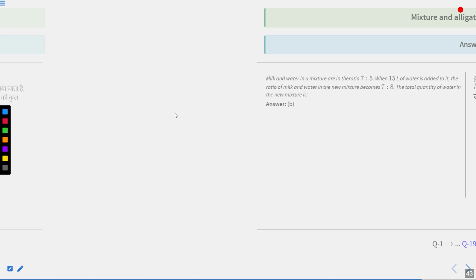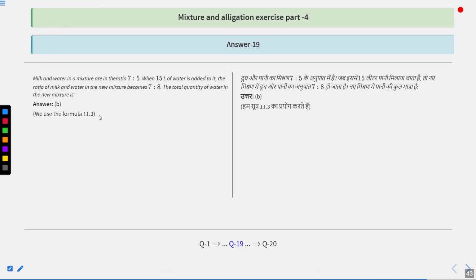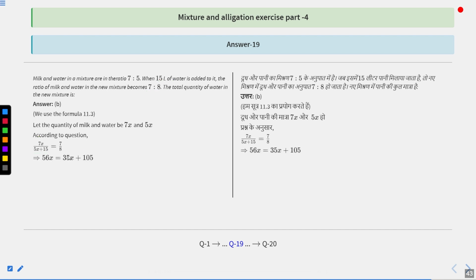Now time's up. Let's see the solution. We are using the formula of mixture. So we can let 7x be milk and 5x be water, because the ratio 7:5 is given for milk and water in mixture A. Now the question says if we add 15 liters of water, the ratio becomes 7:8. So we can write 7x upon 5x plus 15 equals 7:8. So we can calculate the value of x, which is 5.